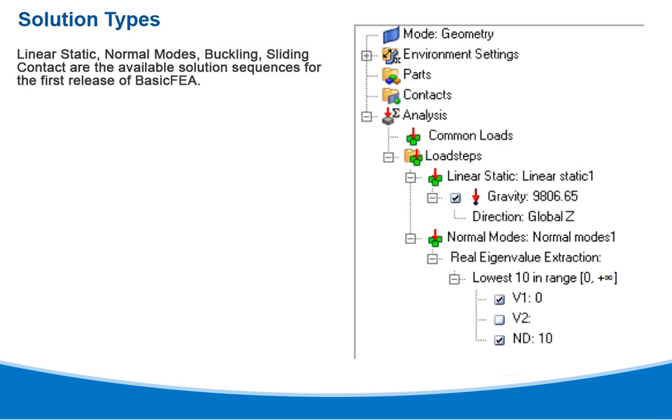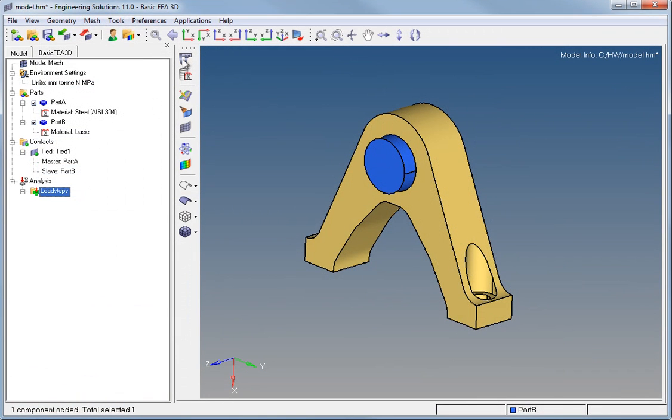For the first release of BasicFEA, 4 solution types are available: linear static, normal modes, buckling, and sliding contact. The analysis type is set through the right-click menu. The 4 types are now available in the menu: linear static, normal modes, buckling, and sliding contact. Choosing them from the right-click menu will create the load steps for that analysis type. For this example, the normal modes analysis is run. If more advanced setup is needed, the regular menus of HyperMesh are available at the click of a button.